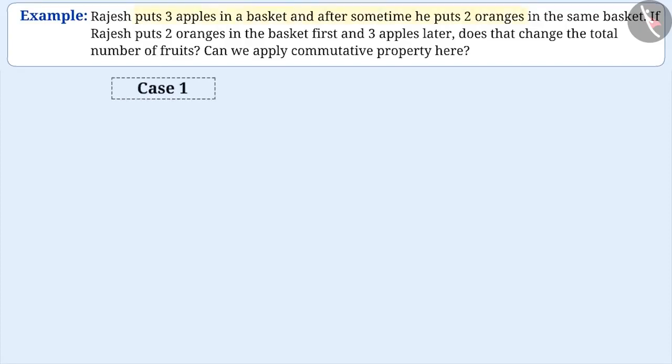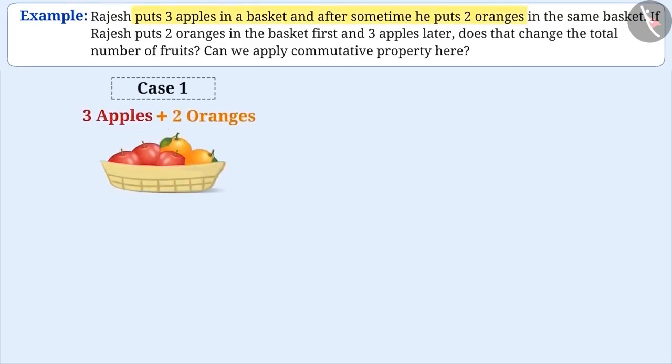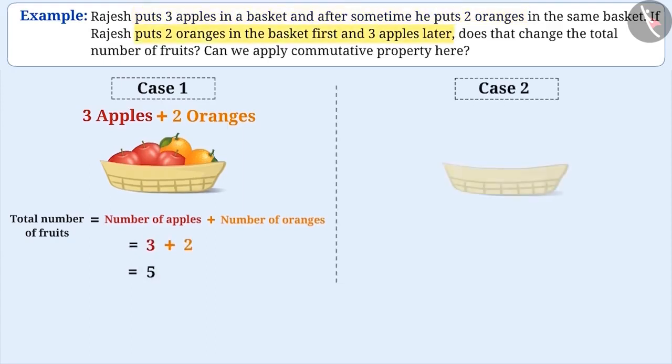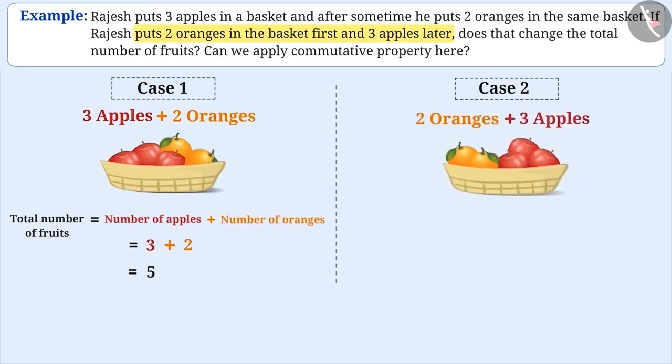Case 1. Keeping 3 apples first and then 2 oranges in the basket. Total number of fruits equal to number of apples plus number of oranges, which is 3 plus 2, that is 5. Case 2. Keeping 2 oranges first and later 3 apples in the basket. Total number of fruits equal to number of oranges plus number of apples, which is 2 plus 3, that is 5.